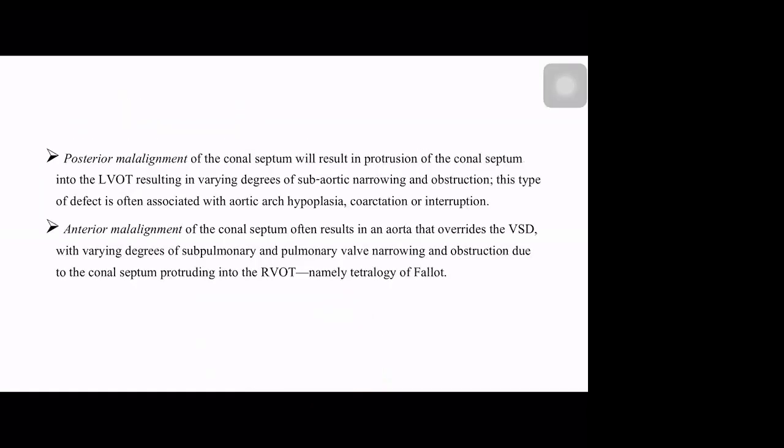Now, malalignment could be of two types, either posterior malalignment or anterior malalignment. The posterior malalignment of the conal septum will result in protrusion of the conal septum into the left ventricular outflow tract, resulting in varying degrees of subaortic narrowing and obstruction. This type of defect is often associated with aortic arch hypoplasia or coarctation or interruption of aorta. So posterior malalignment means hindrance of flow within the LV outflow tract.